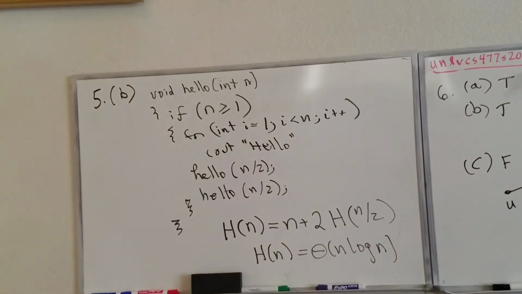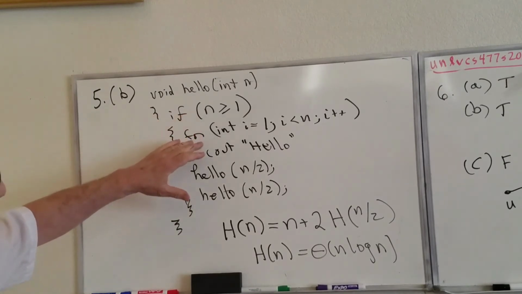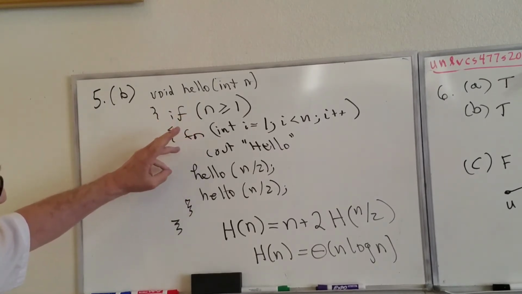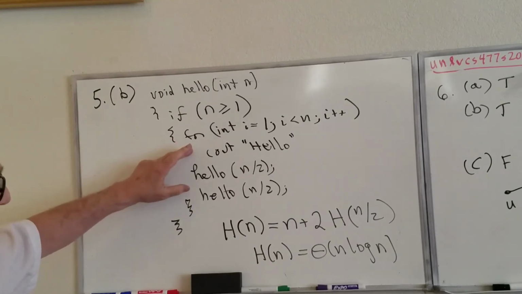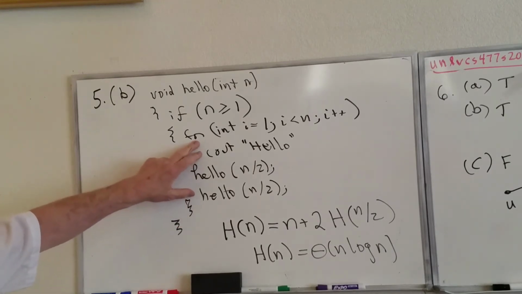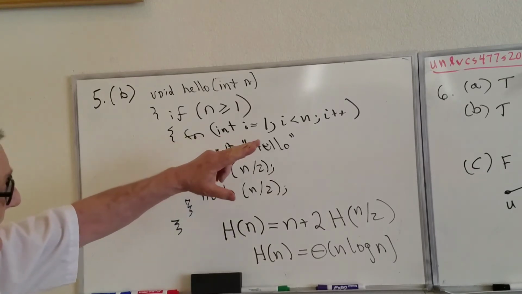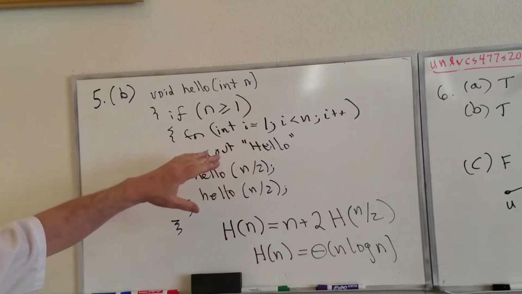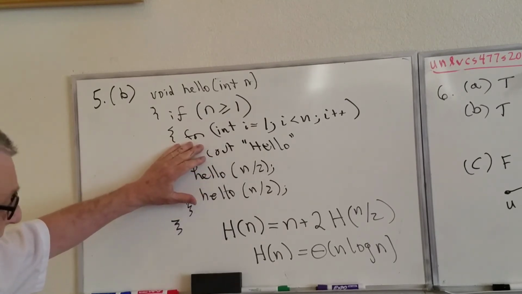All right, let's look at the next one, 5b. Well, here we have a program called hello, subprogram. And if n is at least 1, then we go all the way from 1 to n of saying hello. So that takes linear time.